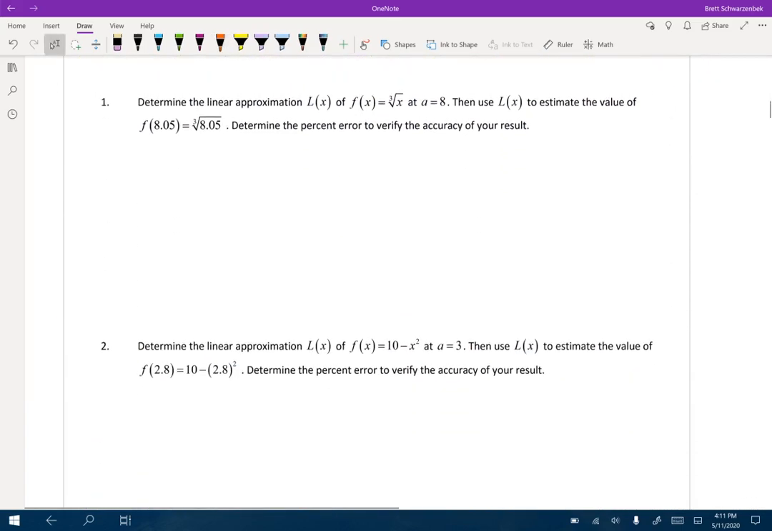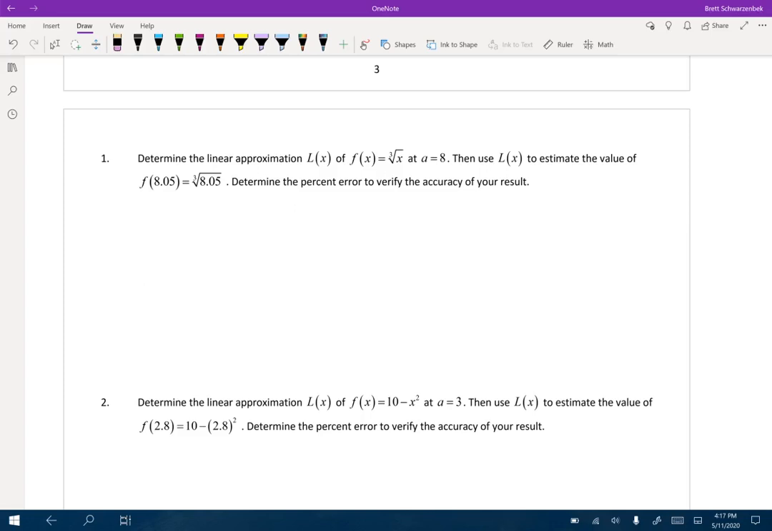Makes sense. Okay, so let's look at a typical example you might find. This is the way I like to word them to make them clear. It says, determine the linear approximation L of x of f of x equals the cube root of x at a is equal to 8. Then use L of x to estimate the value of f of 8.05, which is, of course, the cube root of 8.05.